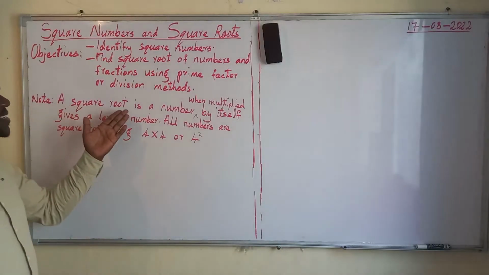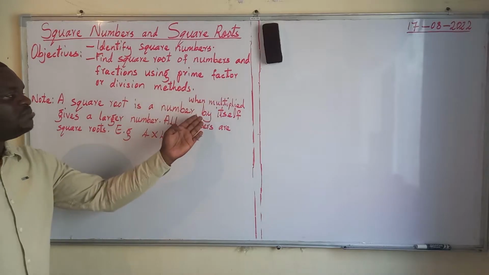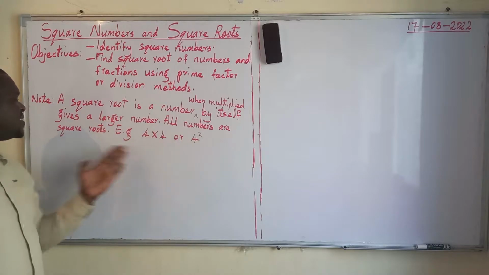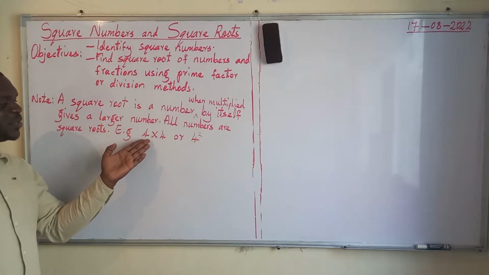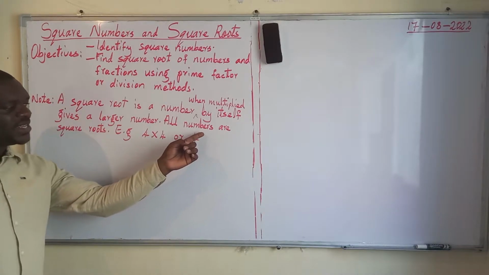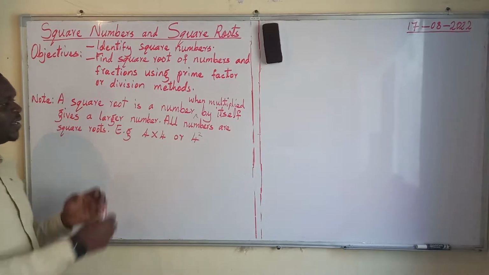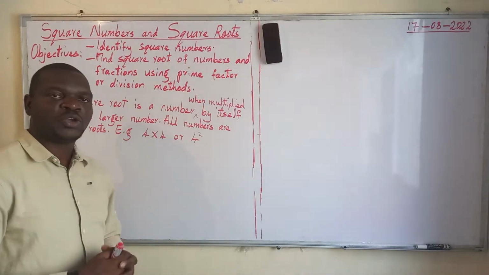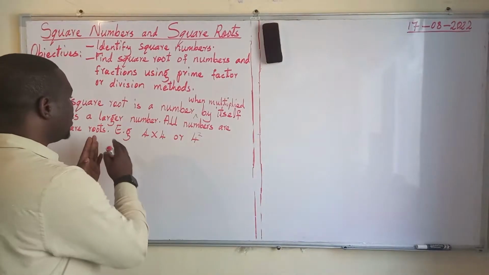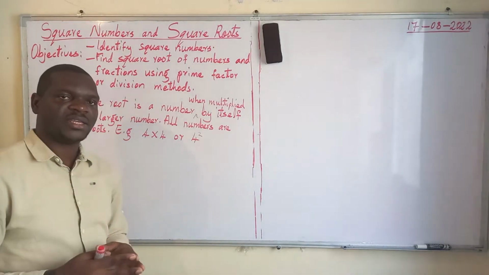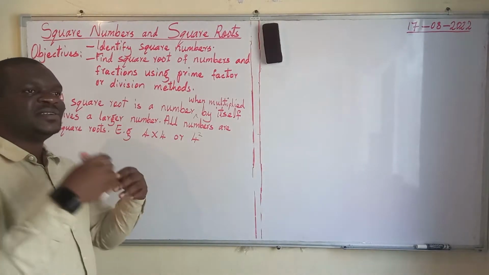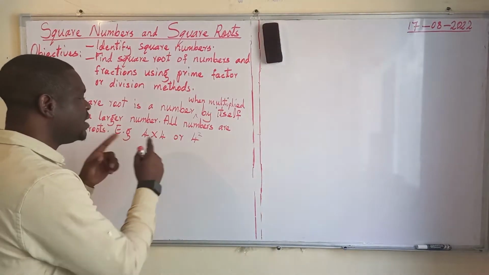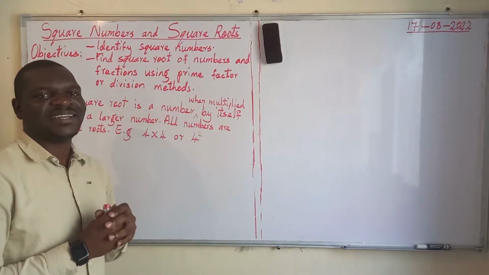A square root is a number that, when multiplied by itself, gives a larger number. All numbers are square roots, e.g. 4 times 4, or 4 with a small 2, which means 4 squared. So this is the basic understanding of what we call square roots. Now, when we say all numbers are square roots, we do not mean decimals and the rest of it, but we are simply referring to whole numbers here for now.